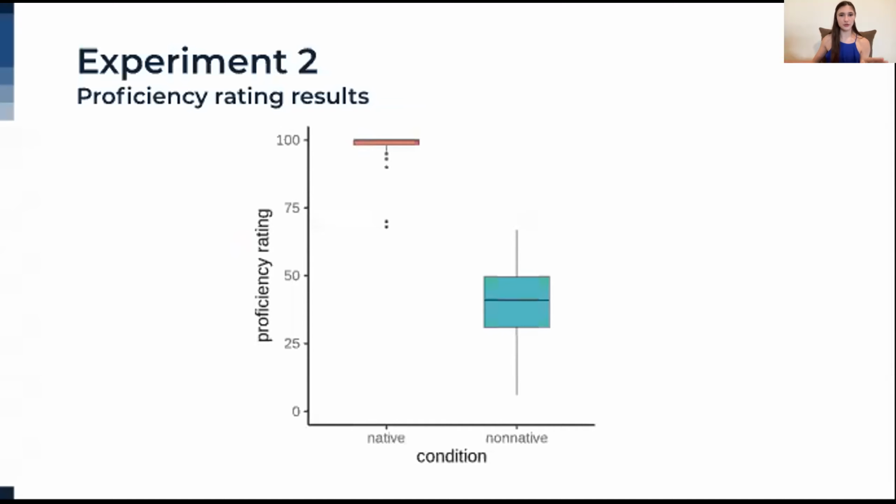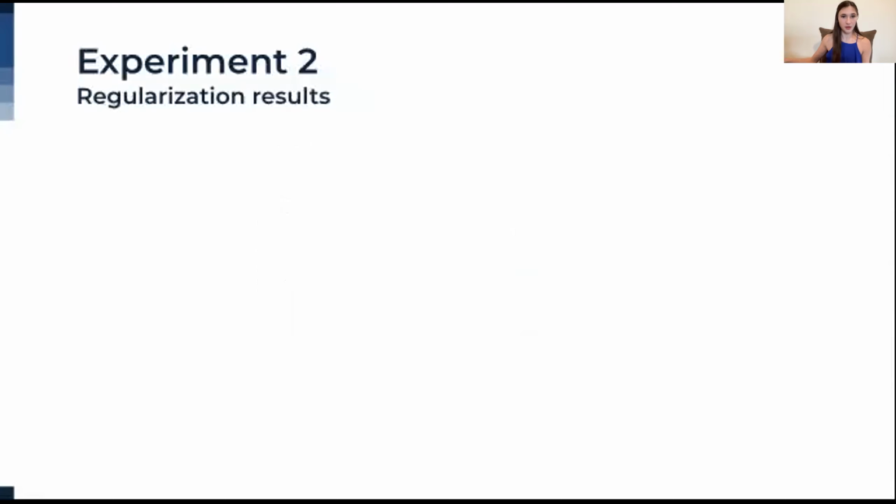So first, let's look at the results from this proficiency rating. As you can see from the graph, participants who were told the story that Mary was a native speaker, the ones in red, rate her proficiency extremely high, nearly all at or very close to 100. Those who were told the story that Mary was not a native speaker rated her proficiency as being much lower. So next, let's look at the regularization results.